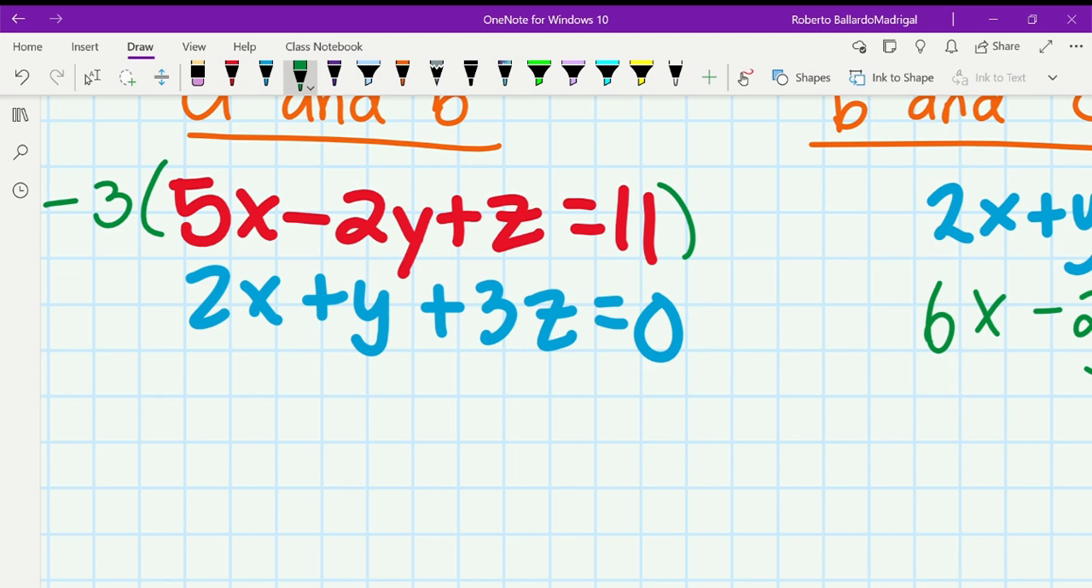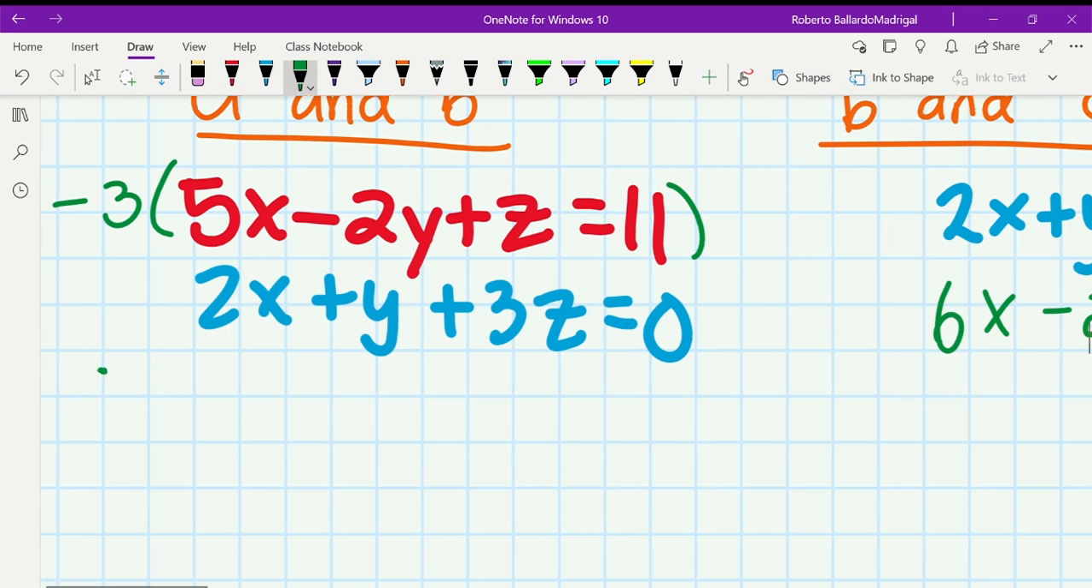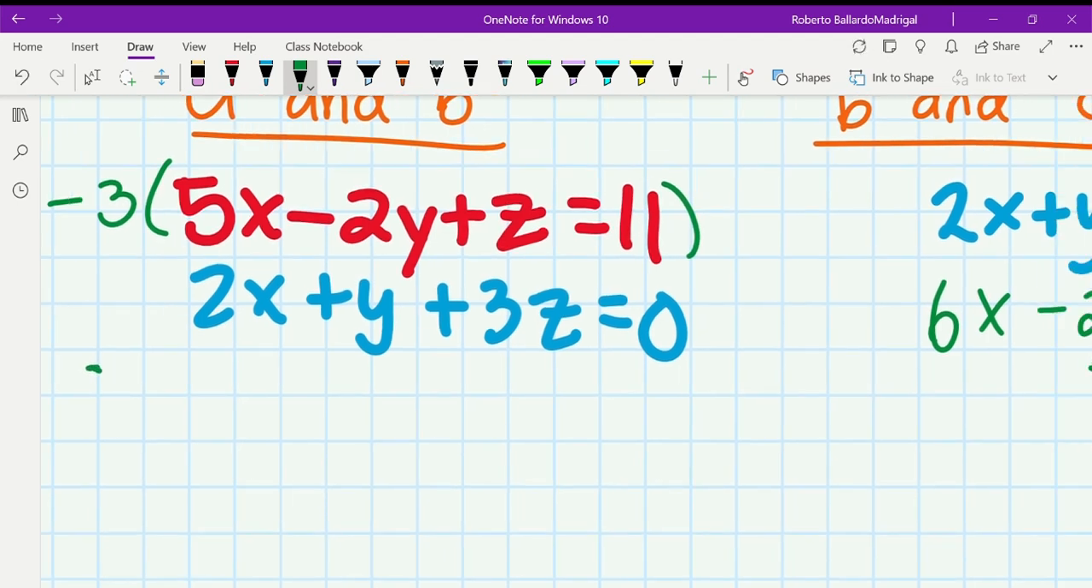We're not substituting. This is elimination. Yes, this is all elimination. The bottom does not get multiplied. You don't have to multiply the bottom by something. You can leave it as it is. So we're going to multiply the top by negative 3. This negative 3, I need to distribute to every single term: to the 5, to the 2, to the 1, to the 11.